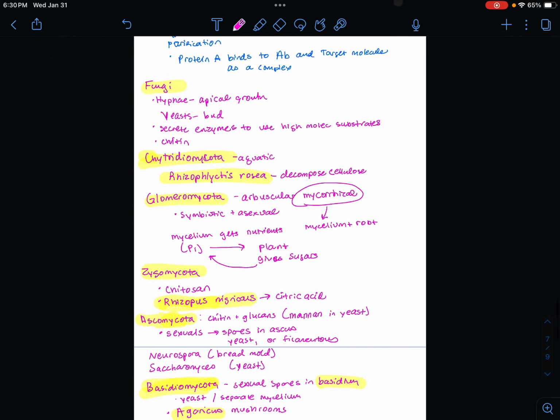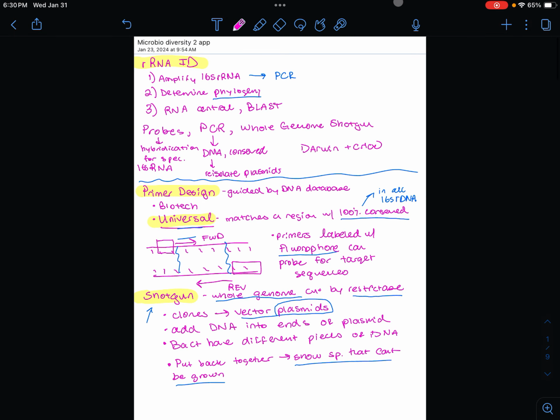Alrighty, those are all the different diverse microorganisms that will be covered according to the professor for the test.